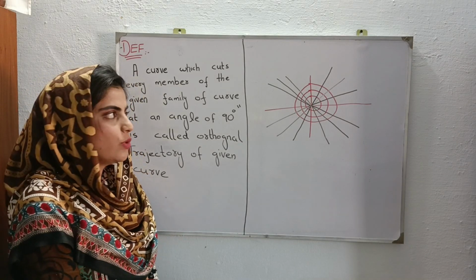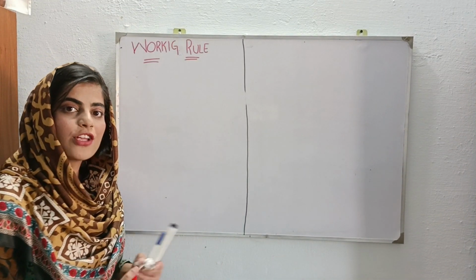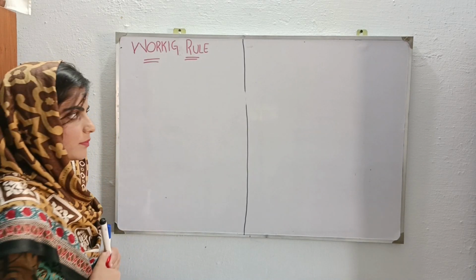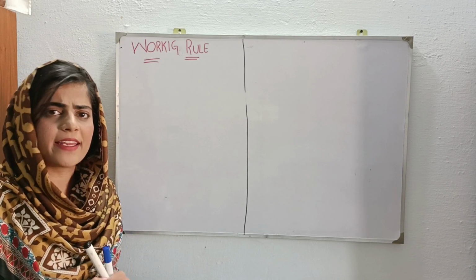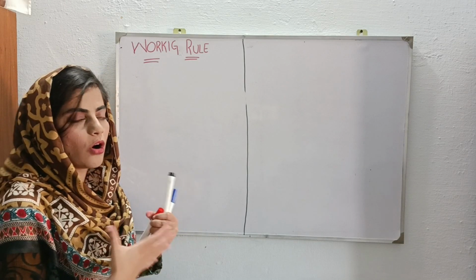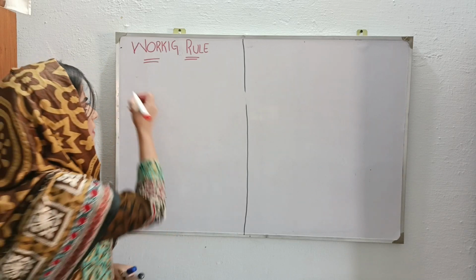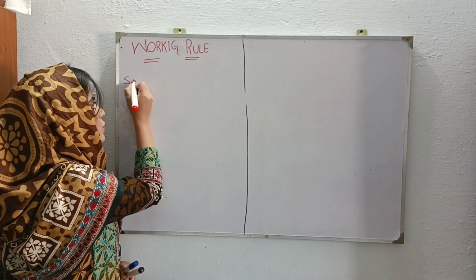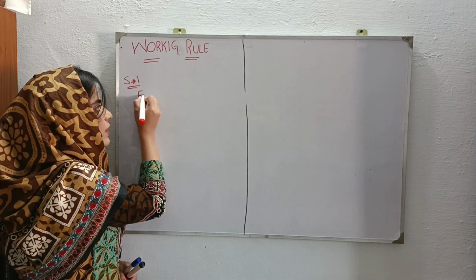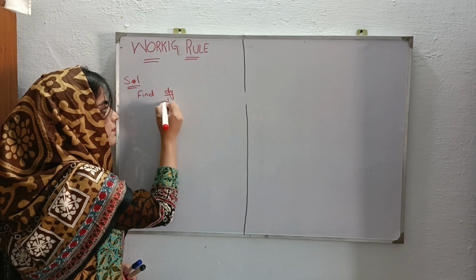Now we will do some examples, right? Before doing an example, let me tell you the working rule of finding the orthogonal trajectories. In the question, you will be given a general solution, and you will be asked to find the orthogonal trajectory of the given family of curves. So what will be your first step? In step number 1, you have to find the differential equation of the given family of curves.